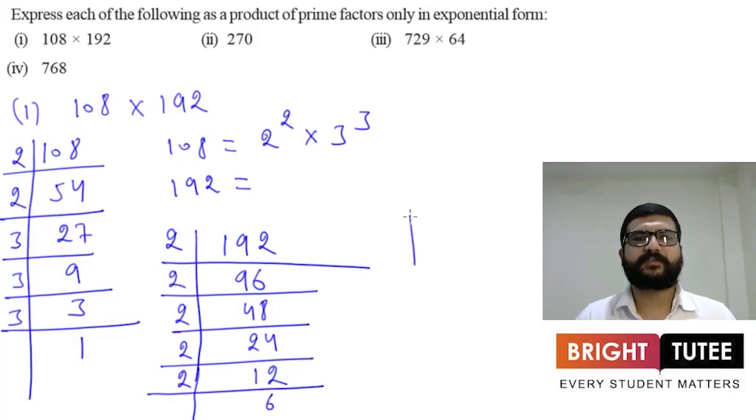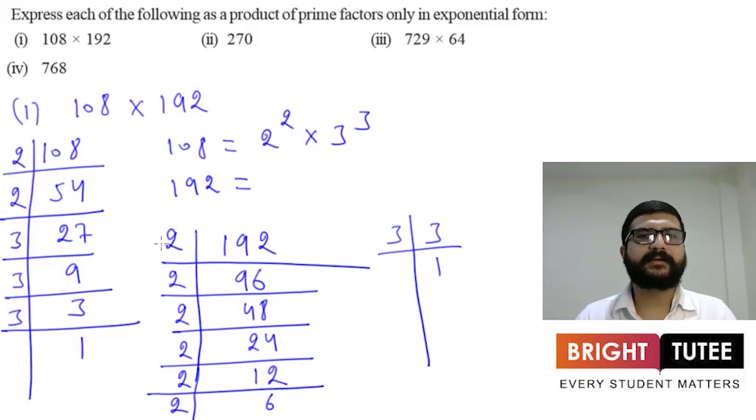Now from 6 we can continue from here. 6 is again divisible by 2. 6 divided by 2 will give us 3. Now 3 is divisible by 3. We will get 1 here. So now 192 can be written as 2 to the power... How many 2's we have written here? 1, 2, 3, 4, 5, 6. So this will be 2 to the power 6 into 3, or we can say 3 to the power 1.